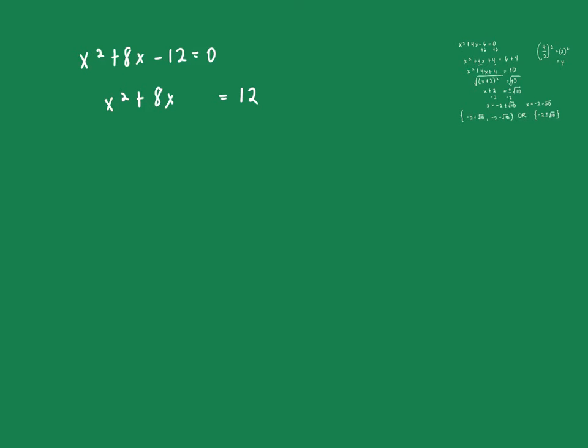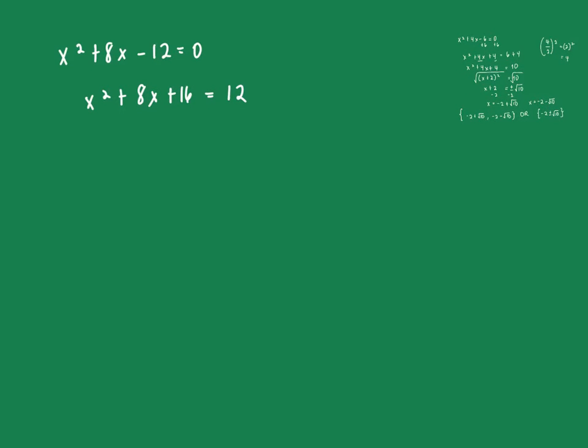Next, what do you need to add to make the left-hand side a perfect square trinomial? Pause the video and write your answer. You should have added 16 on the left-hand side. So plus 16. What's the next step? Pause the video and write your answer. Okay, correct. You should have added 16 on the right-hand side as well.